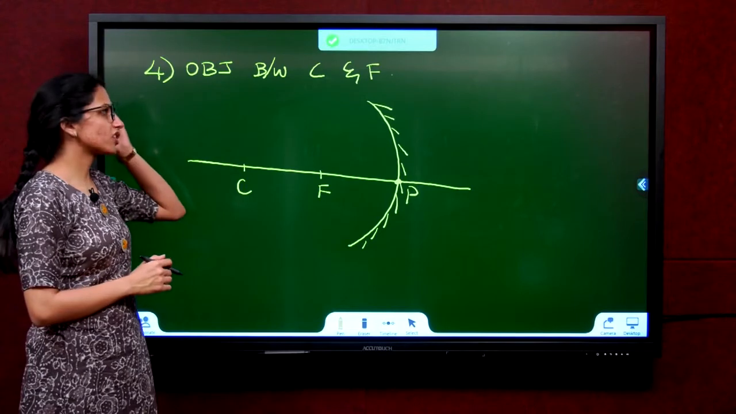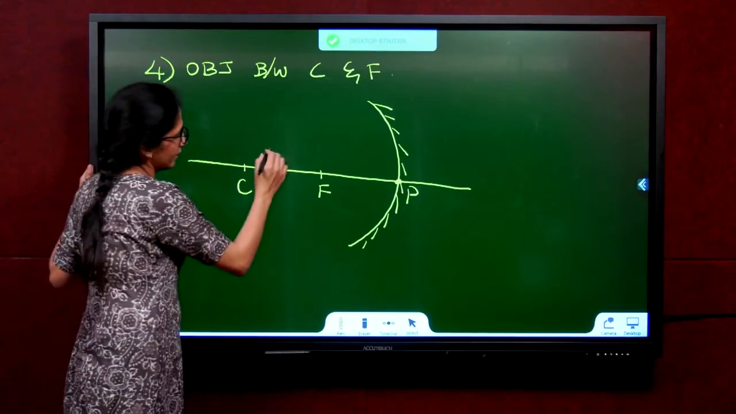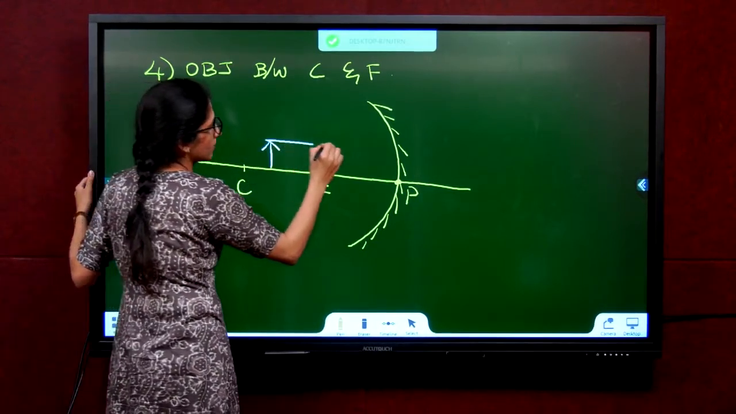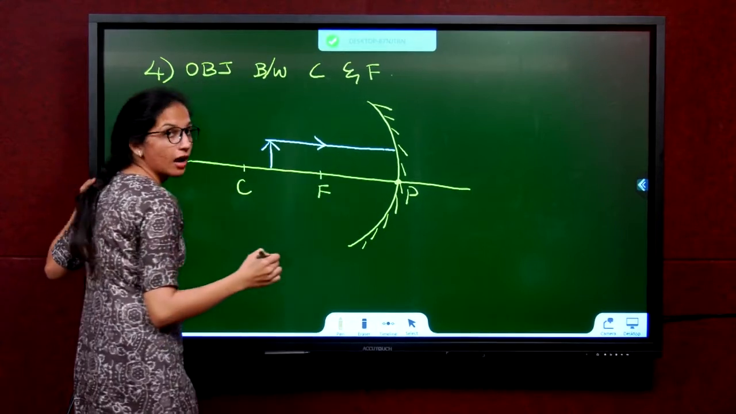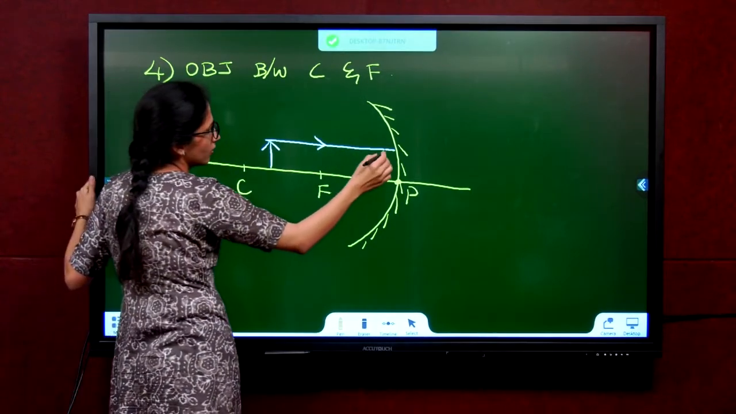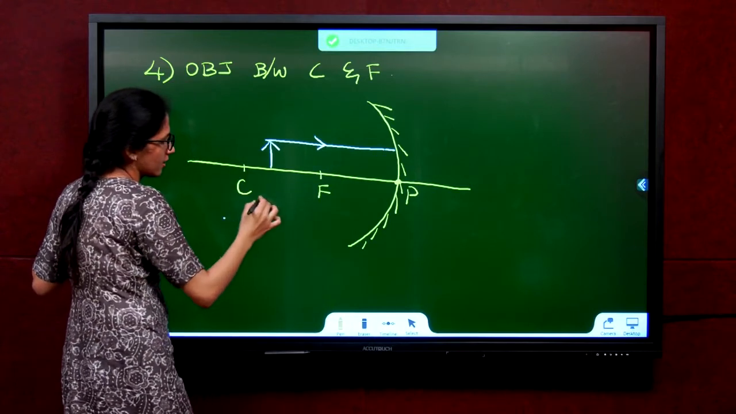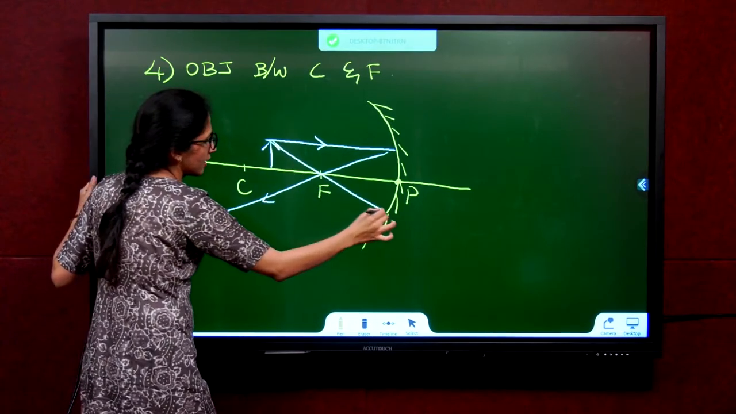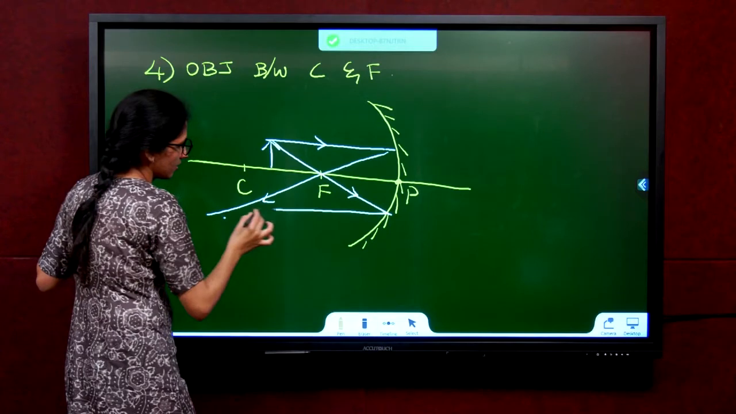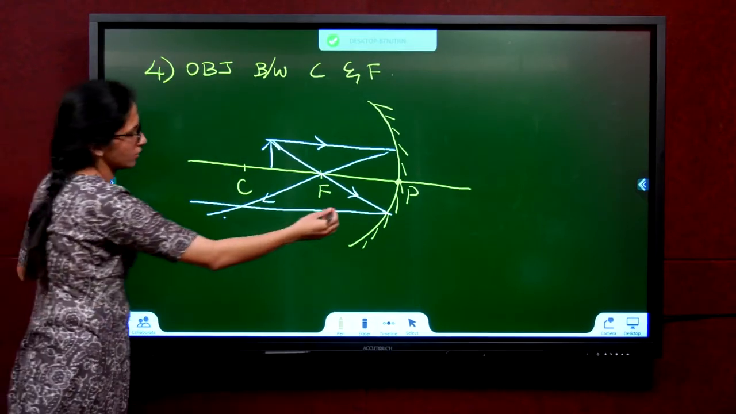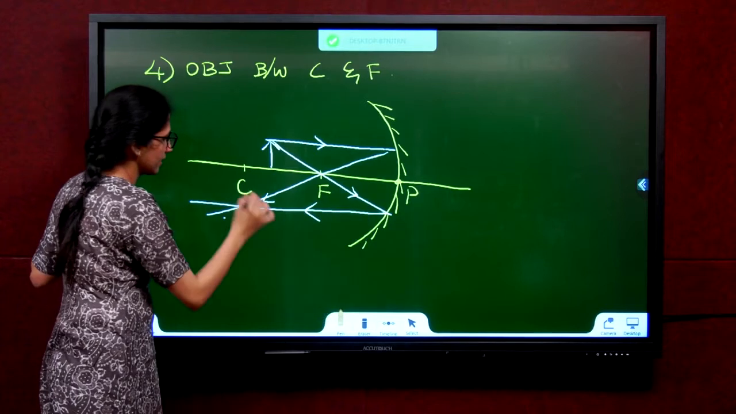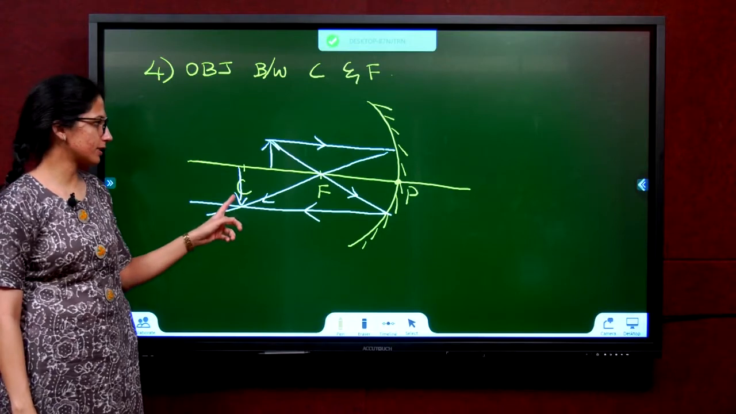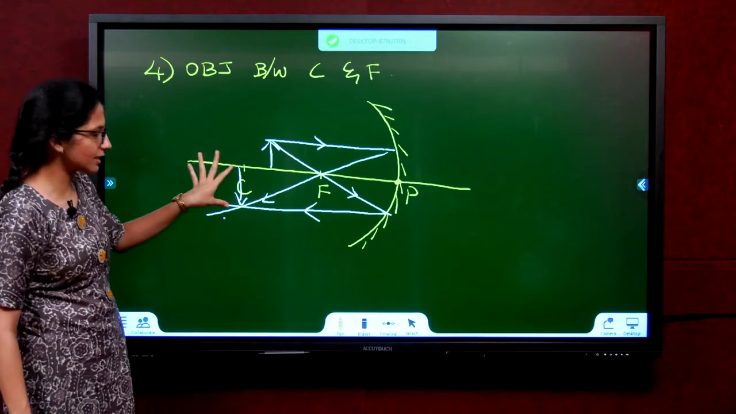So now, case 4, object between C and F. Let us place our object somewhere here between C and F. First ray goes parallel to the principal axis. After reflection, it passes through the focus. Next, a ray going through the focus. After reflection, it comes out parallel. You will see that the image is formed beyond C. And if you measure it with your scale, you will see this is larger.